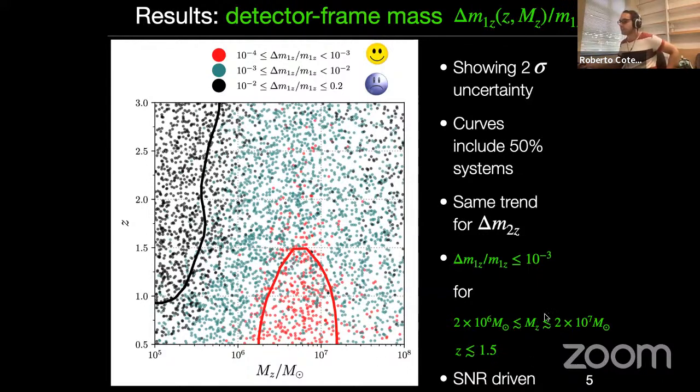This is basically in the region between 2 times 10 to the 6 and 2 times 10 to the 7 solar masses, for z smaller than 1.5. And this is completely due to the SNR. In fact, if I overplot the systems with the biggest SNR, they are exactly those. So this is not super interesting, but let's go now to the interesting stuff.